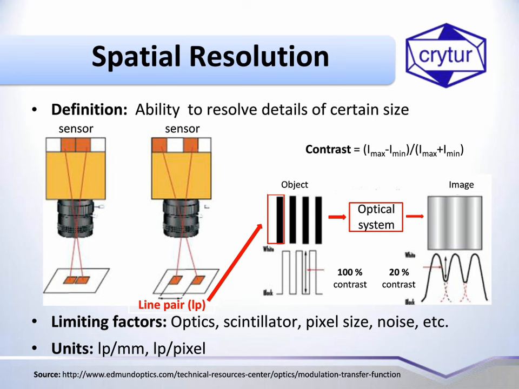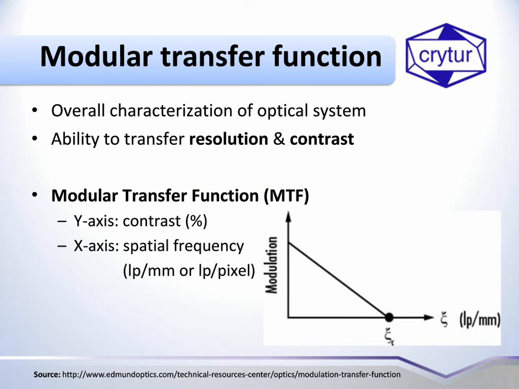So let's see what's the best characterization of the optical system. We spoke about resolution and contrast, so we need to put these two together. If you use the so-called modulation transfer function, MTF, it's a graph where on the x-axis we have spatial frequency in line pairs per millimeter, and on the y-axis contrast in percent, we can actually say how good the system is. We are usually aiming at contrast of about 10%, which is somewhat sufficient to see the details in the image.